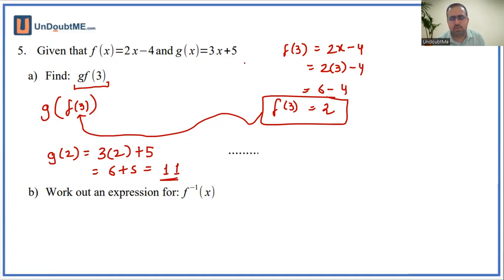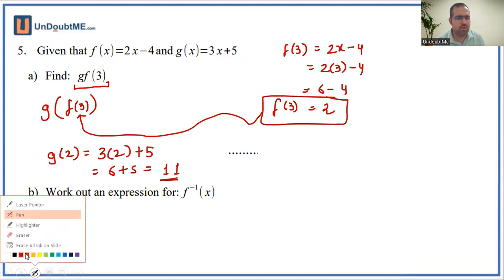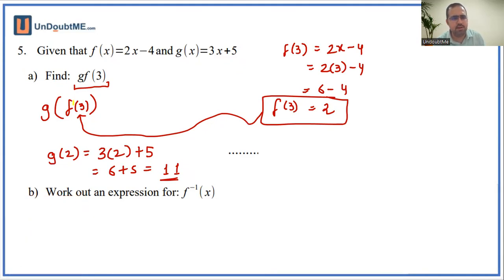Just try to look at the whole procedure once again. If that is clear, finish it off and then move on to the next part where we have to find f inverse x. It is same as what we learned earlier. G of f of 3, we will be finding f 3. And then that f 3 value we will put over here in g x. And then we need to find f inverse.